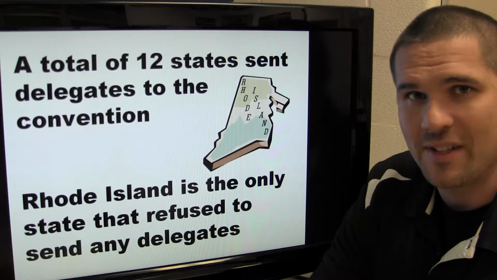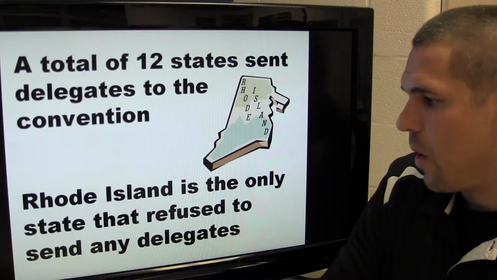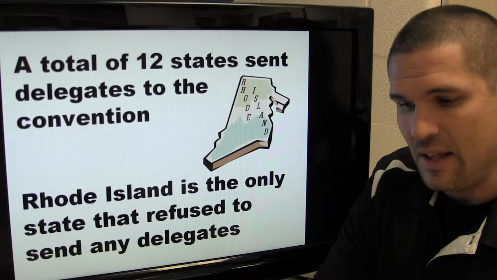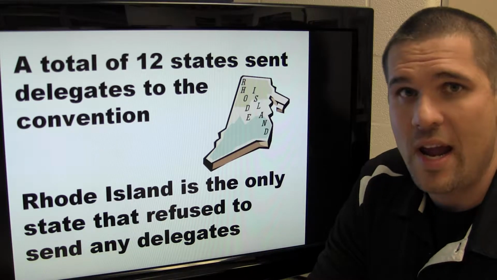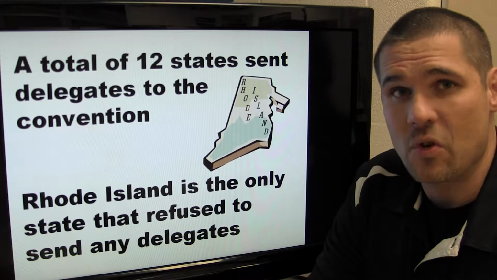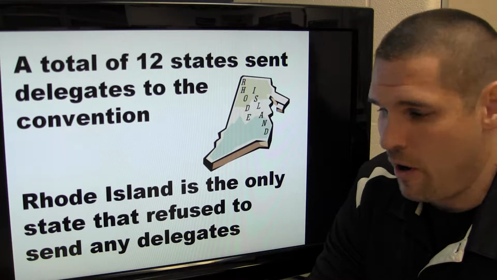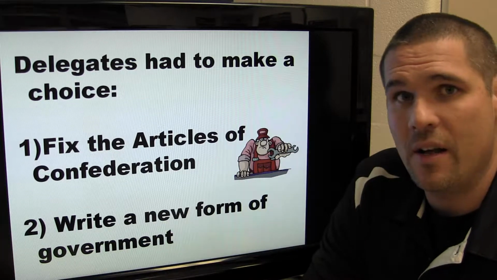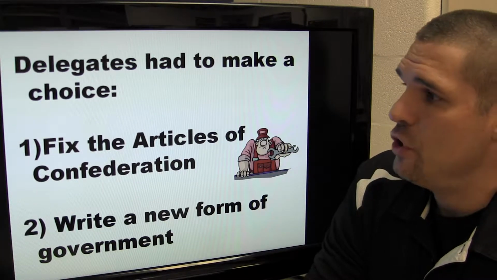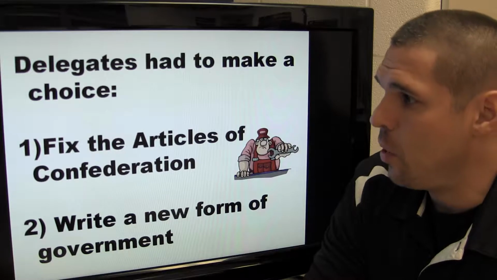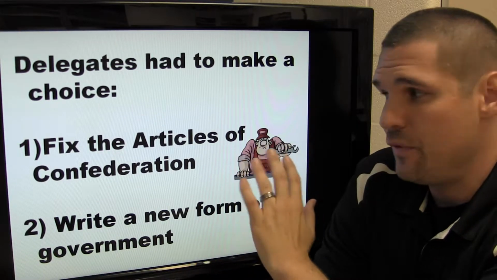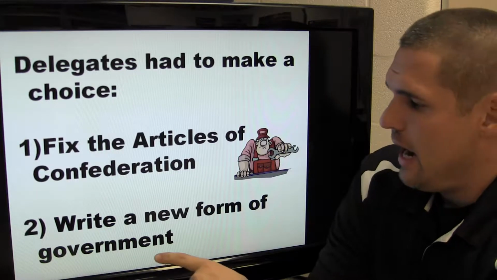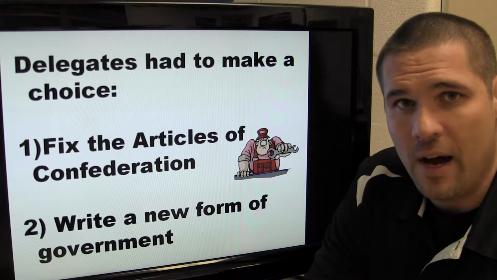Kind of a thorn in the side of everybody here, with Rhode Island refusing to send any delegates to the Constitutional Convention. They feared that all they were going to do is create a strong and powerful central government, and they did not want to have any part of it. So the delegates here in Philadelphia had two choices to make. They could, number one, just go through and revise or fix the Articles of Confederation, or they could scrap it all together and write a totally new form of government.